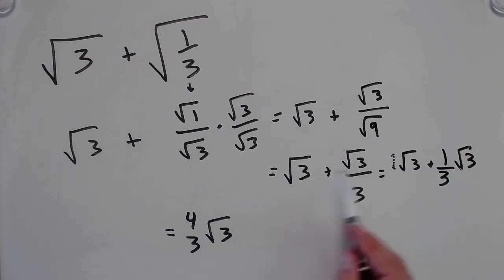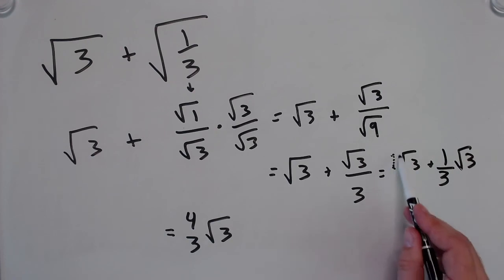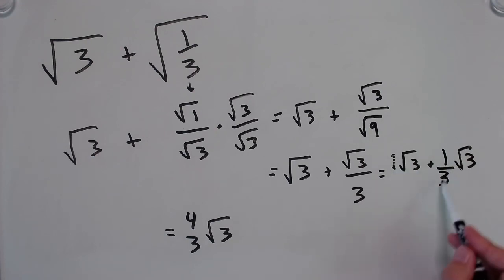And you can kind of see that we were close here. We had to shift this to this to make these like terms. We know this is just 1 root 3 plus 1/3 root 3, so it's 1 and 1/3, or really 4/3 root 3.